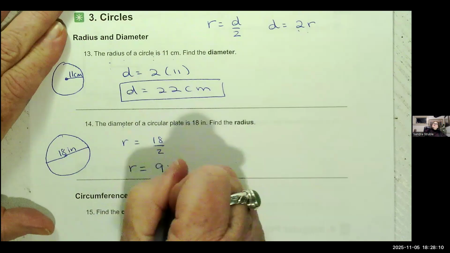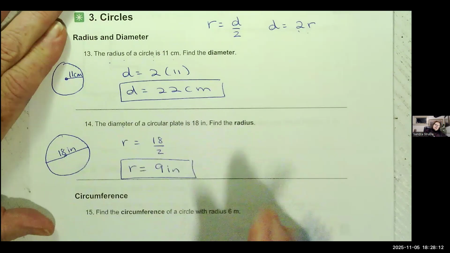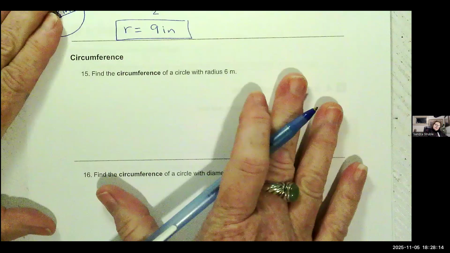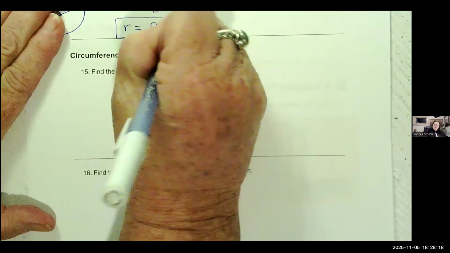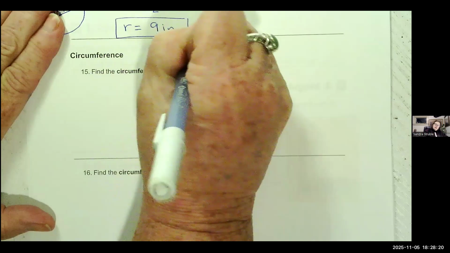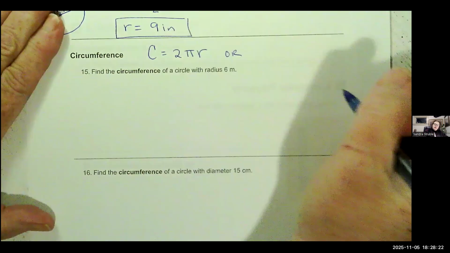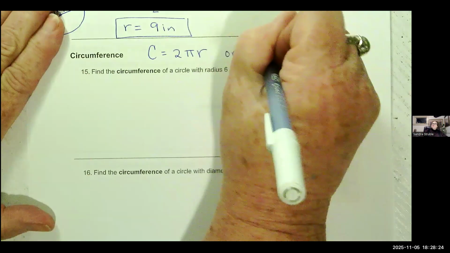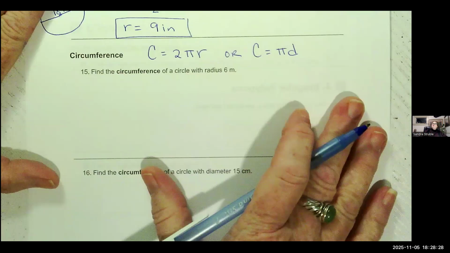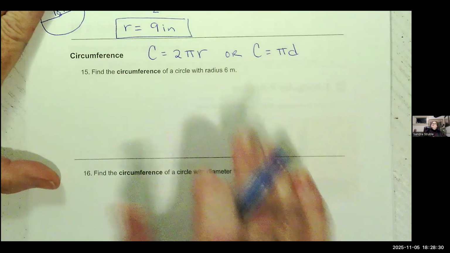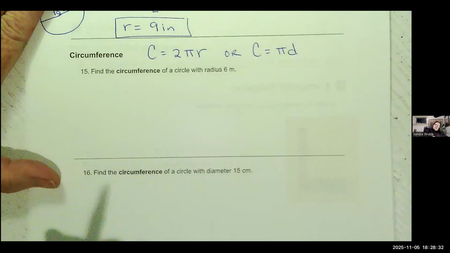Okay. Circumference. You've got two different options here for circumference. If you're given the radius, you can use 2 times pi times r. Or if you're given the diameter, you can use circumference is equal to pi times d. I gave you both of these on your formula sheet. All right, you're given the radius in one, diameter in other. Do both of these and then come back to see how you did.